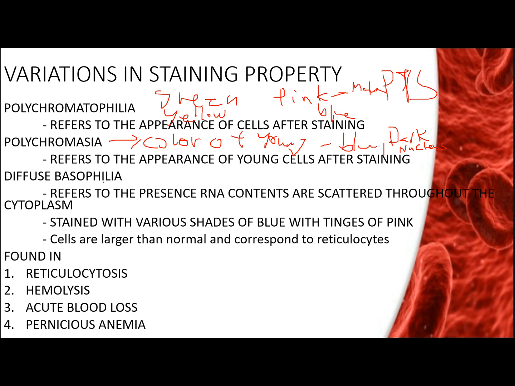Then we have your diffuse basophilia, refers to the presence of RNA contents that are scattered throughout the cytoplasm, stained with the various shades of blue with tinges of pink. Cells are larger than normal and would correspond to reticulocytes. Now, this type of variations class, itong diffuse basophilia nyo, is found in reticulocytosis, hemolysis, acute blood loss, and pernicious anemia. Please copy.